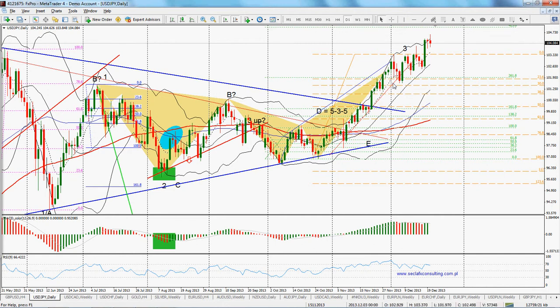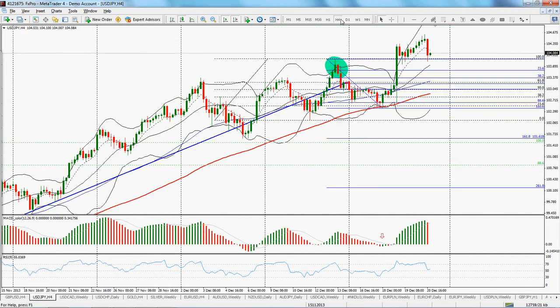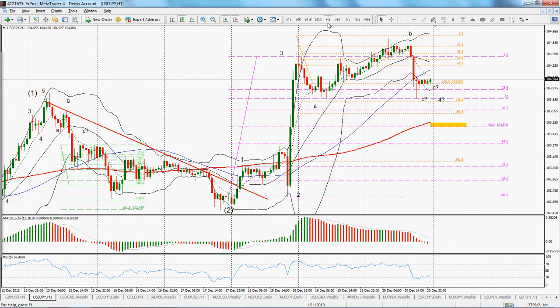Okay, here on the daily we had a strong green candle. Those two candles, they are just corrective candles in my opinion. And on the 1 hour chart, I've got 1, 2, 3, A, B, and C. You had a signal based on that from me.